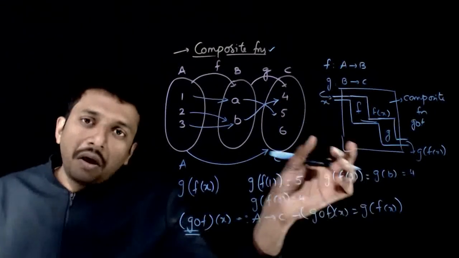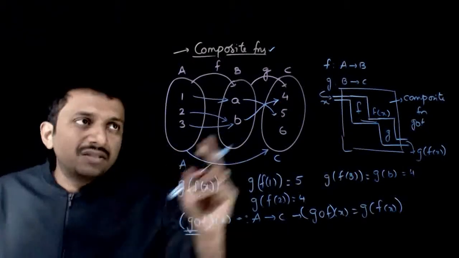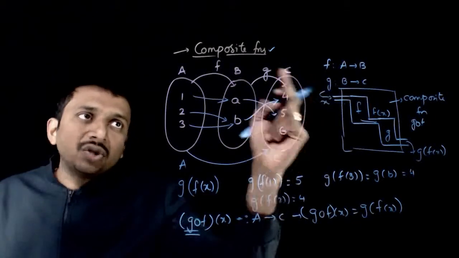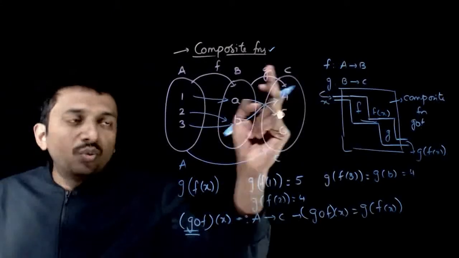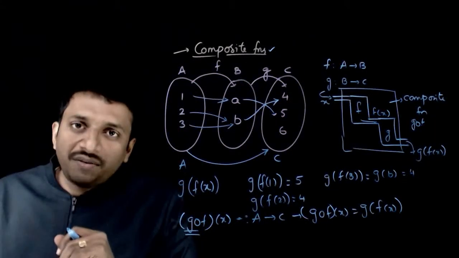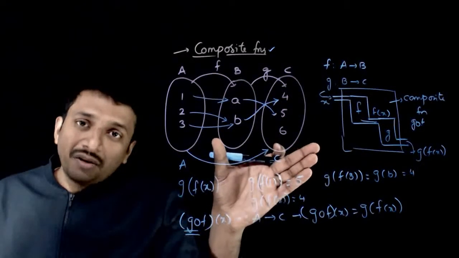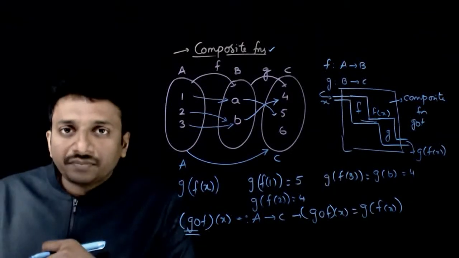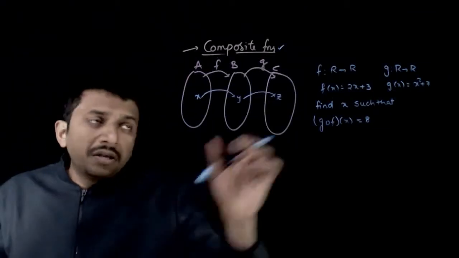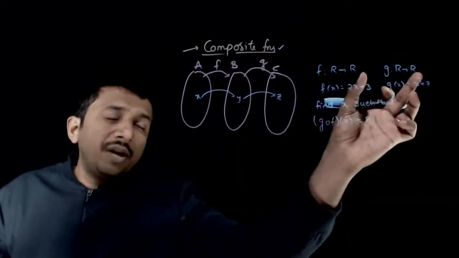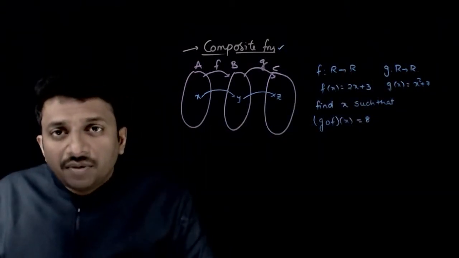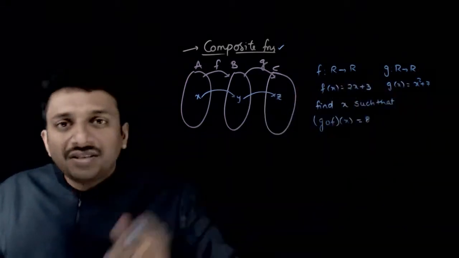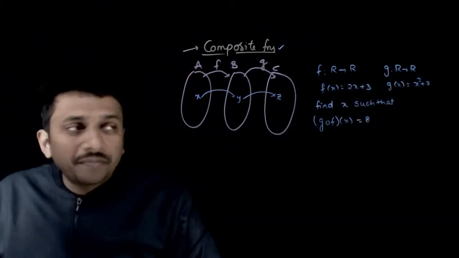So in this way you can also composite more than two functions. If you have another function h which goes from C to D, you can define h of g of f, hogof, composite function, and it is a combination of all the three functions. Let's go forward. So for example, if f is a function from real numbers to real numbers and g is also a function from real numbers to real numbers, f of x is defined as 2x plus 3, g of x is defined as x square plus 7.